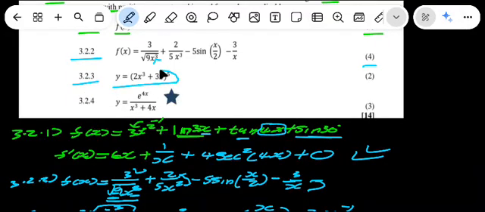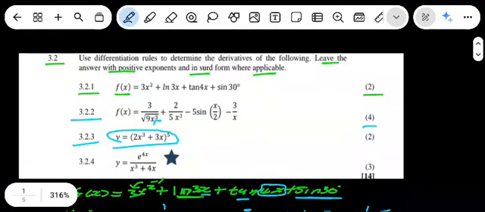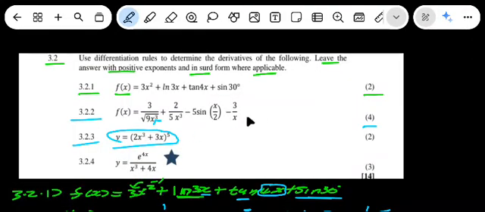So we have now 3.2. If I have given y is equal to (2x^3 + 3x)^5. All right, so this is what we have there. Here we have our y equals (2x^3 + 3x) raised to the power 5. So we have to differentiate this. You'll use the chain rule.